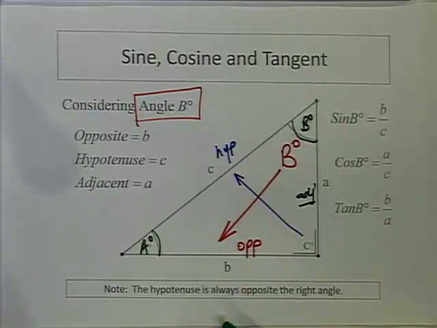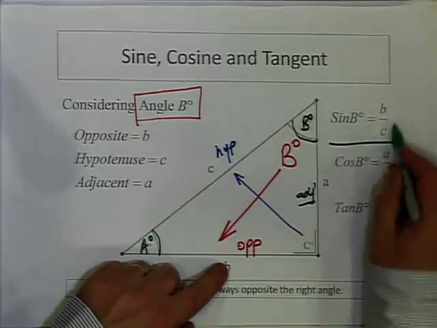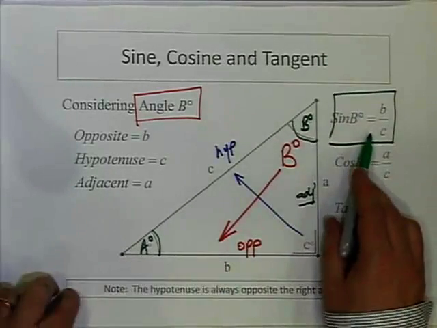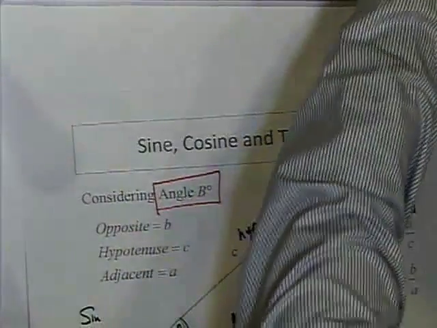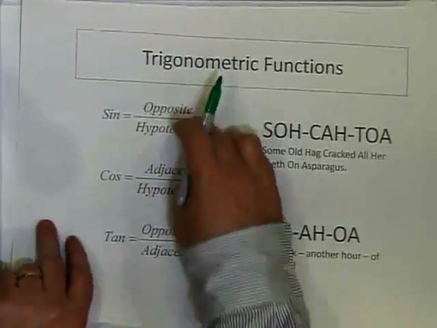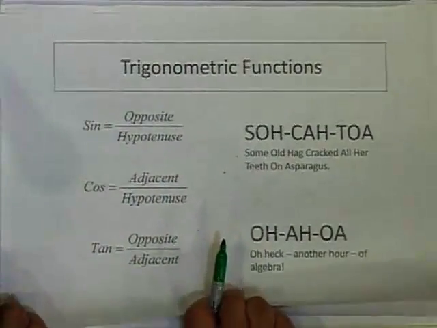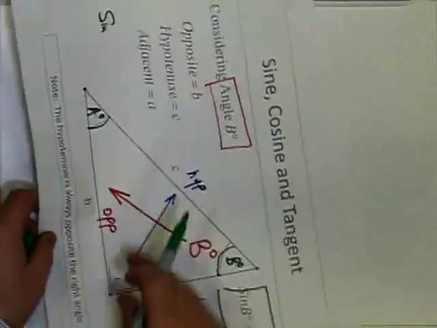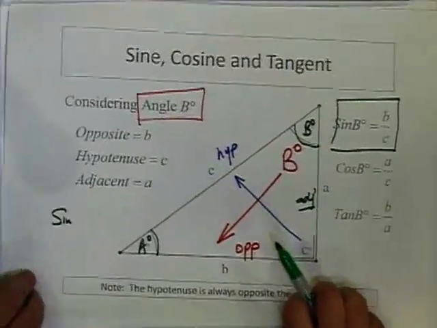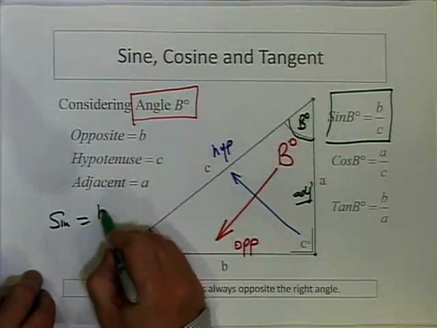And now I use the same formulae. So if I want to get the sine of something, like sine of B, well, what is sine of B? Well, sine of anything is opposite over hypotenuse. So, sine of this is B. Well, it's that over that. Or in this case, it's B over C.